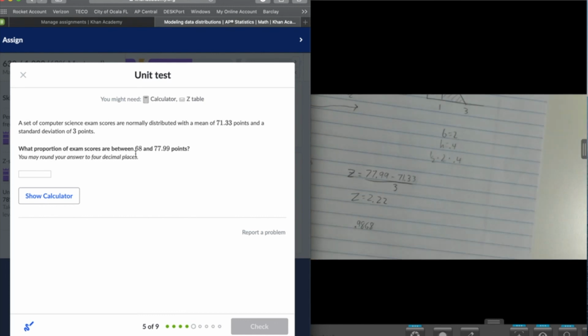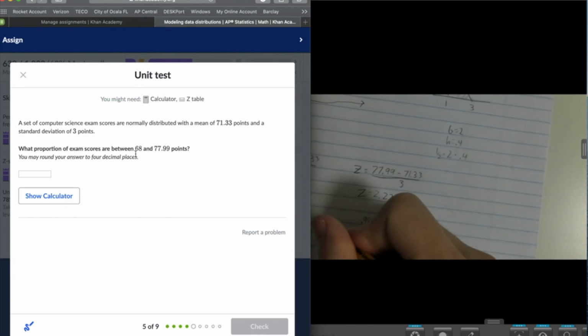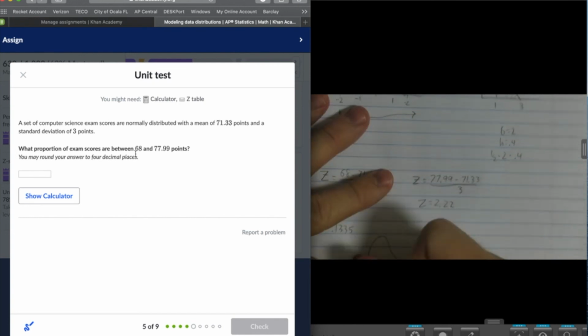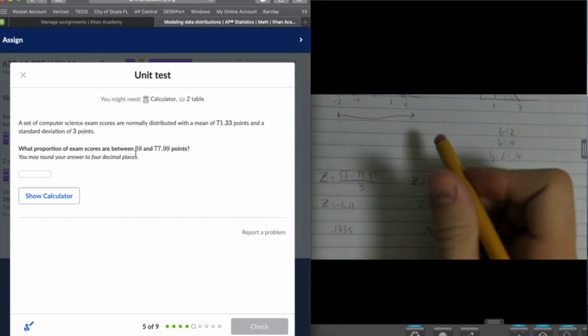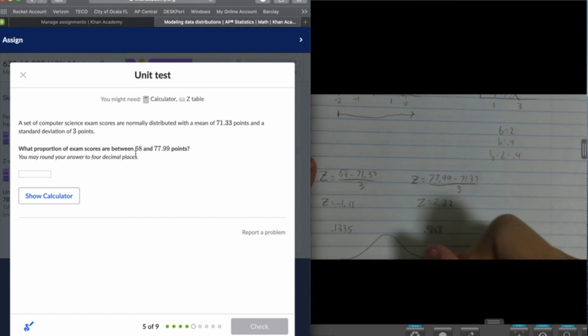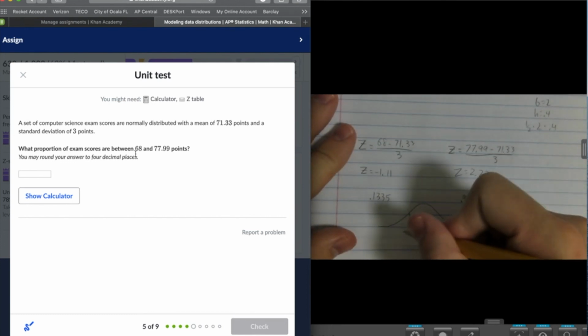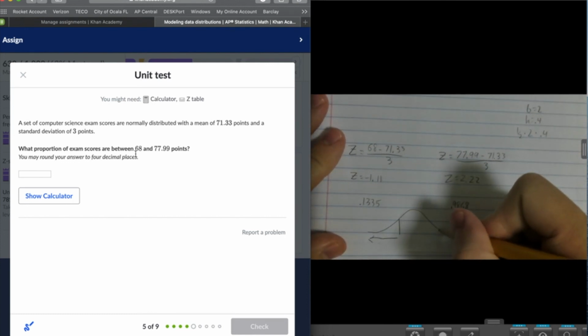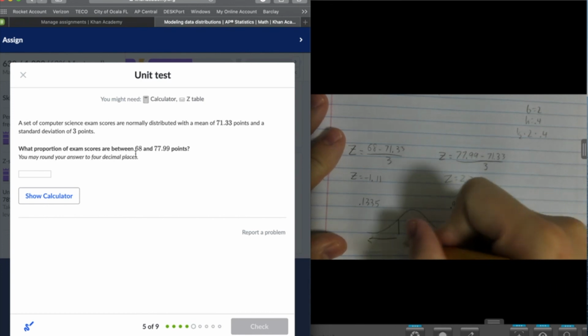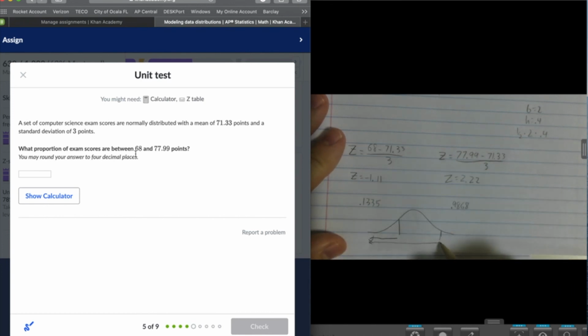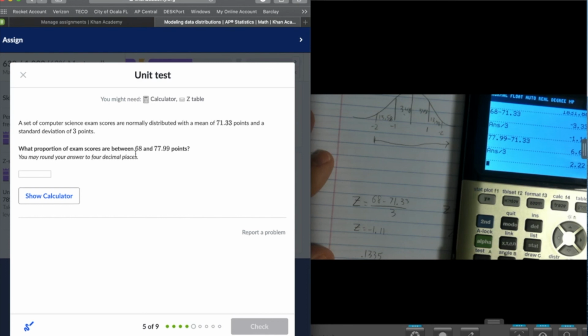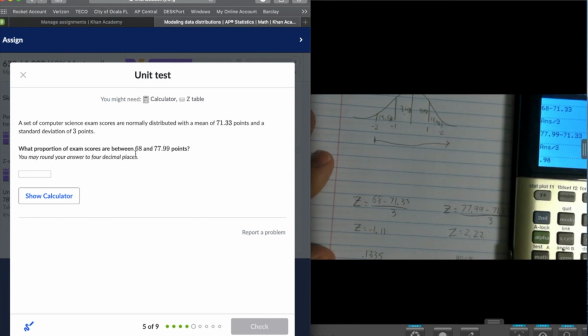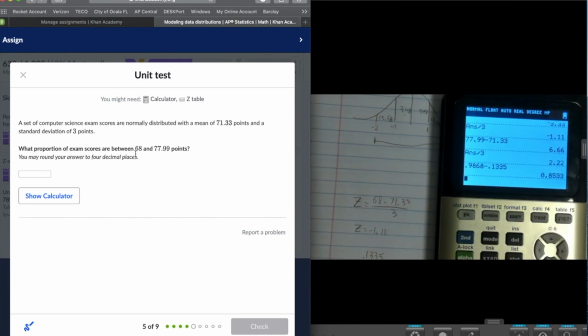And the idea is what I've just done, that's a very bad normal distribution. What I've just done is I figured out how much area is to the left of negative 1.11. I figured out how much area is to the left of 2.22, and I'm going to subtract those amounts, and then I'll get the area in between. So 0.9868 minus 0.1335, I get 0.8533.